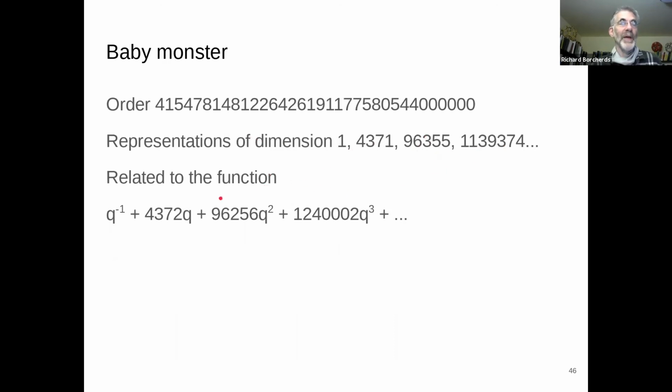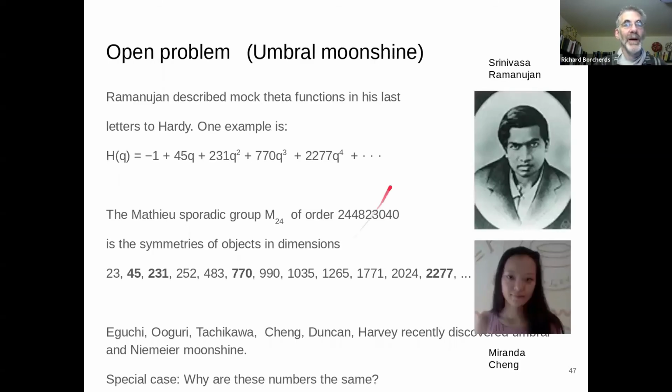And there's a more complicated version of the elliptic modular function whose coefficients look like this. And you can see this coefficient 4372 is very close to this coefficient 4371. And similarly, all the other coefficients of this function are related to representations of the baby monster group. And many of the other sporadic simple groups are also related to elliptic modular functions in a similar way. There are, however, some variants of this that haven't been explained yet.